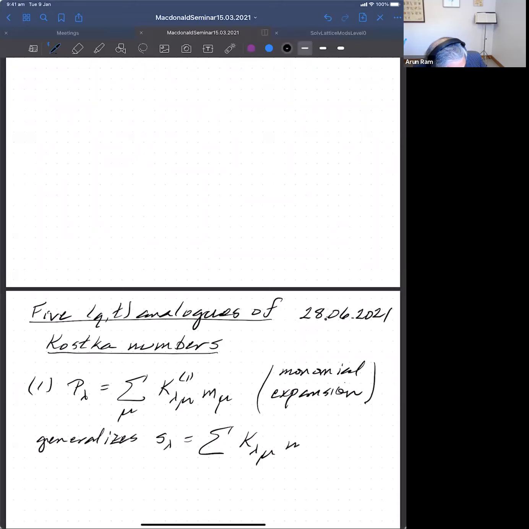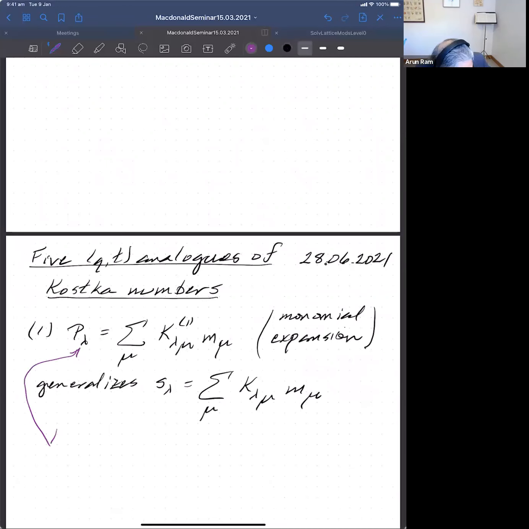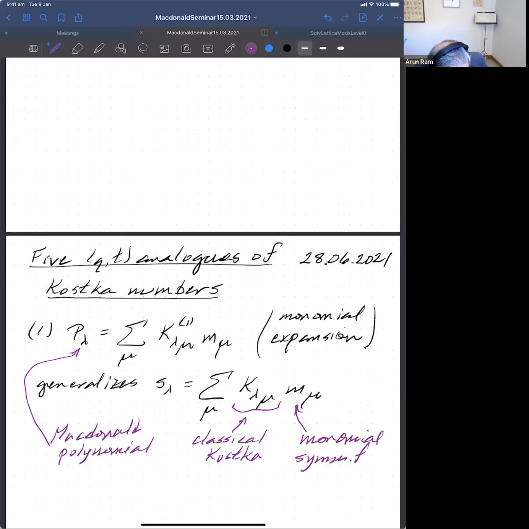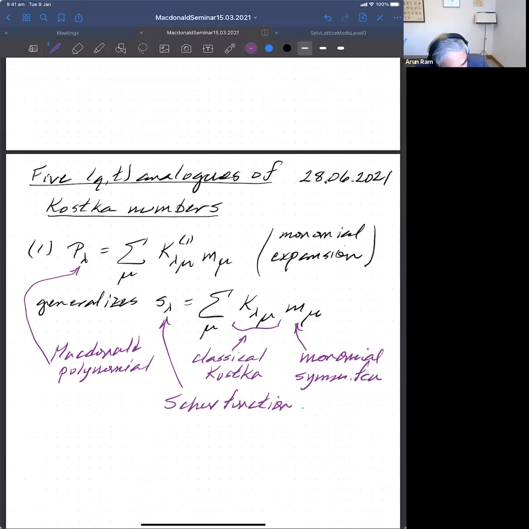And these K lambda are the ordinary Koska numbers. So here, this is the symmetric Macdonald polynomial. And this is the Koska number, the classical Koska number. This is a monomial symmetric function. And this, of course, is a Schur function. And these Koska numbers in representation theory and combinatorics are incredibly important. So that's the first one that one would think of. And I'll explain Macdonald's combinatorial interpretation of these numbers in a moment.